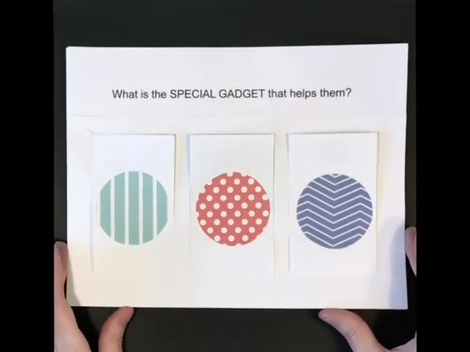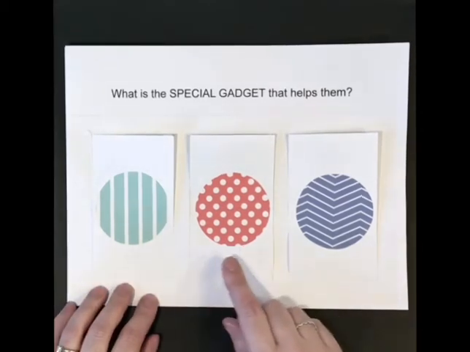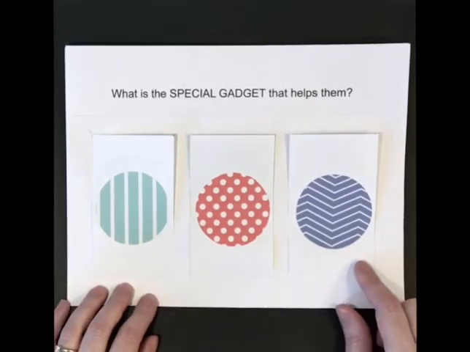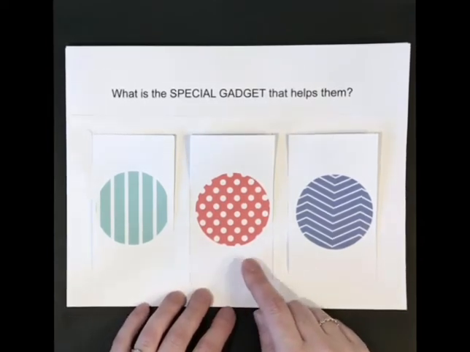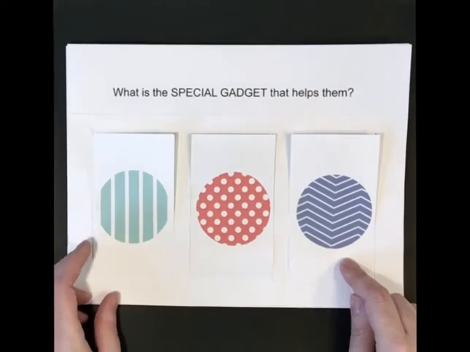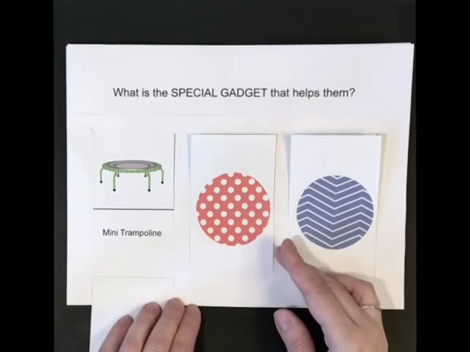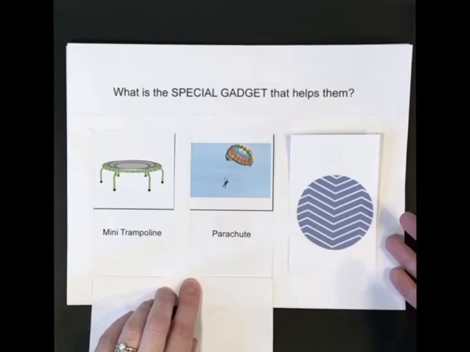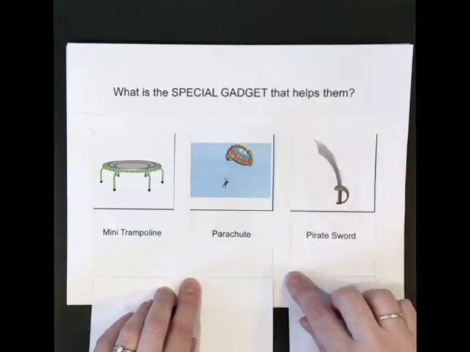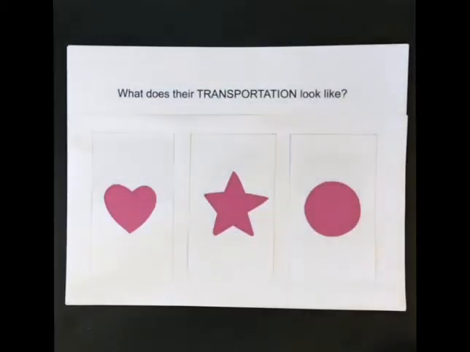Every hero needs a special gadget to help them. Here you're going to make a choice between 3 types of lines or mark making. We have straight lines, polka dots or dotted line, and a zigzag. If you chose stripes, your special gadget is a mini trampoline. If you chose dots, your special gadget is a parachute. And if you chose zigzag, you have a pirate sword to help you out. Let's keep making choices to see how your drawing is going to develop.